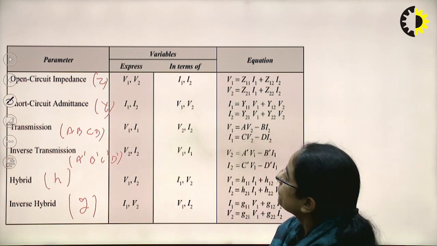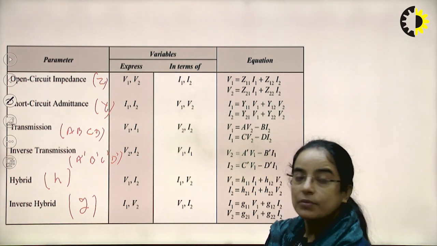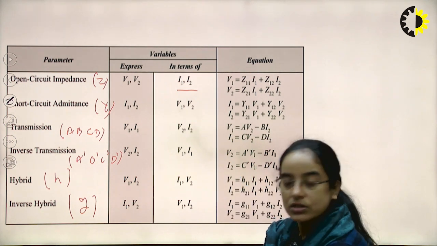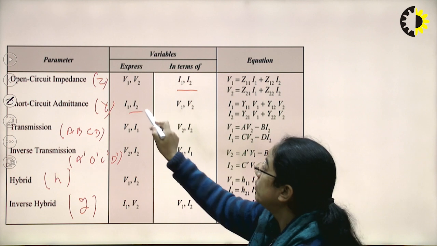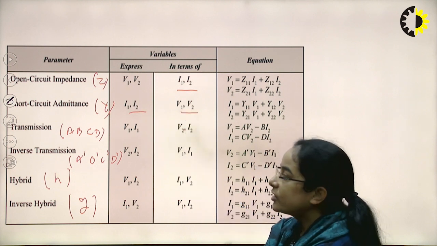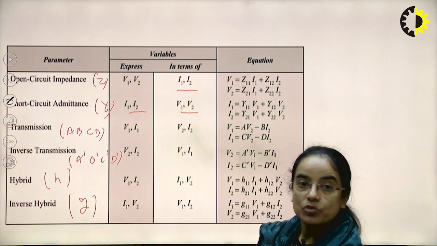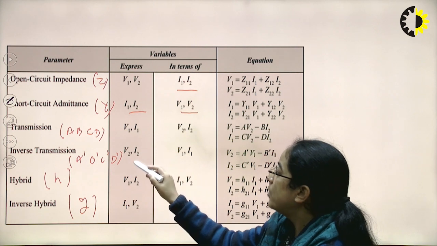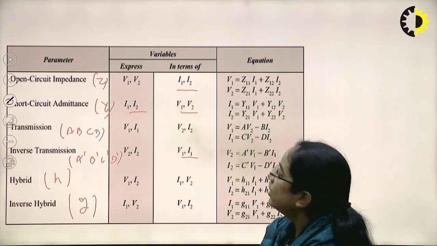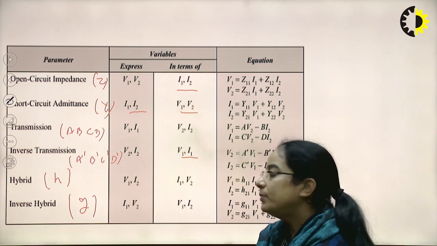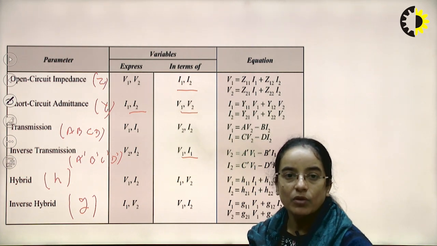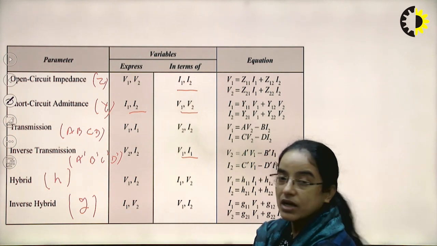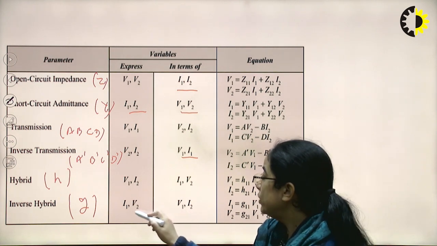In Z parameters, V1, V2 will be expressed in terms of I1, I2. In short circuit admittance parameters, I1, I2 will be expressed in terms of V1, V2. In transmission parameters, V1, I1 will be expressed in terms of V2, I2. Similarly, in inverse transmission parameters, V2, I2 will be expressed in terms of V1, I1. In hybrid parameters, V1, I2 will be expressed in terms of I1, V2. In inverse hybrid parameters, I1, V2 will be expressed in terms of V1, I2.